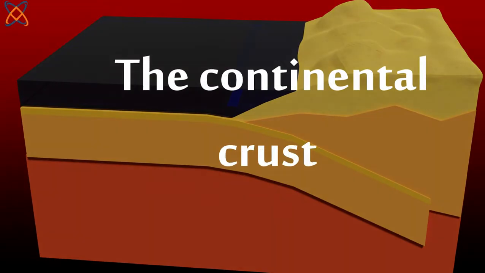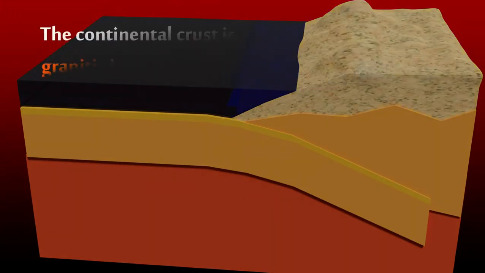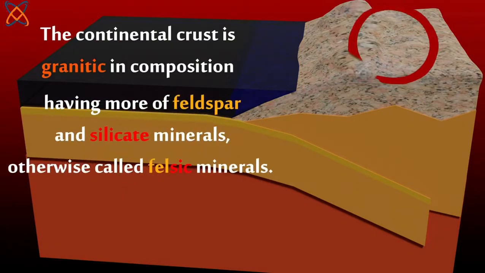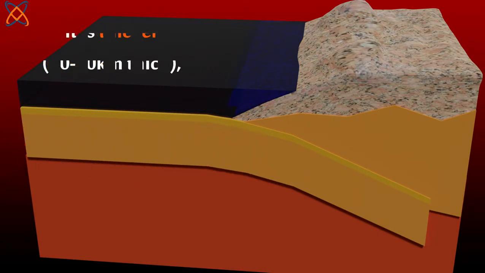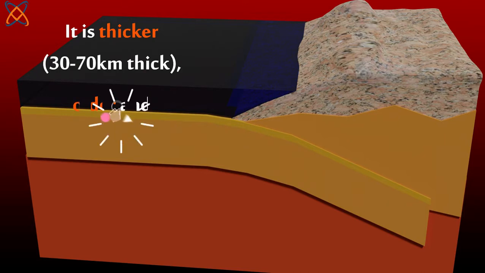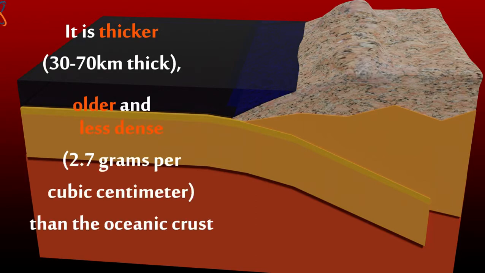The continental crust is granitic in composition, having more feldspar and silicate minerals, otherwise called felsic minerals. It is thicker, about 30 to 70 kilometers thick, and older than the oceanic crust. Although thicker than the oceanic crust, the continental crust is less dense than the oceanic crust.